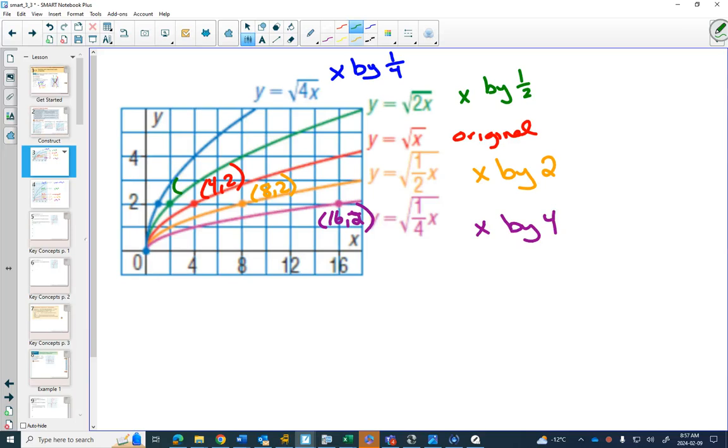My green graph has 2, 2, and my blue graph has 1, 2. So now my x values have changed, not my y values. This is an interesting, and a little bit abstract, concept to think about. Sometimes we're going to think about the original graph and think about x values changing, and sometimes we're going to think about y values changing.